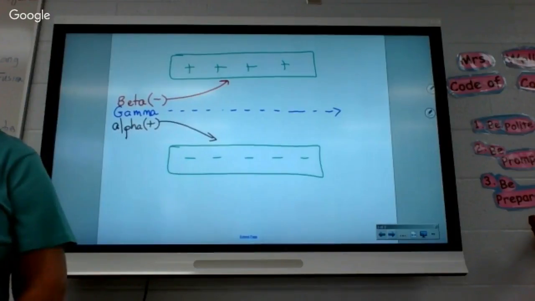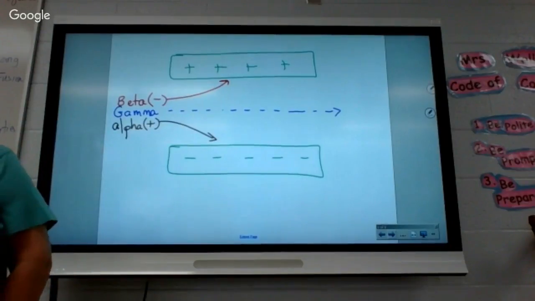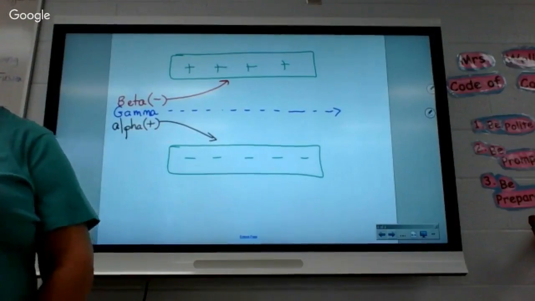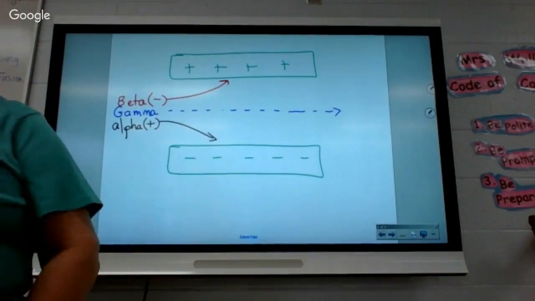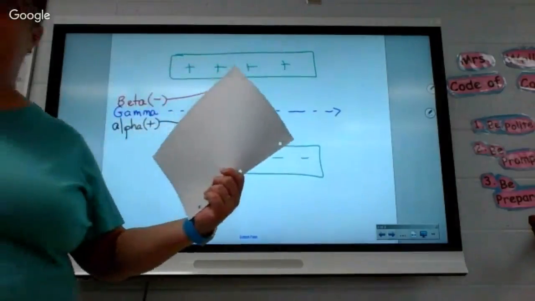Who can be stopped by a sheet of paper? Alpha. Who has 2 protons and 2 neutrons? That's alpha. That's its definition. Who is an electron? Beta. That's its definition. And the last one, who can be stopped by several centimeters of lead? That's gamma.